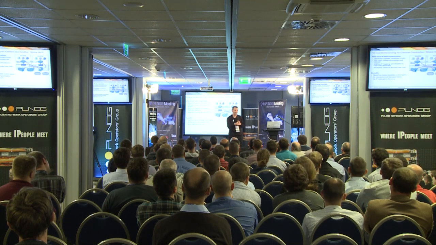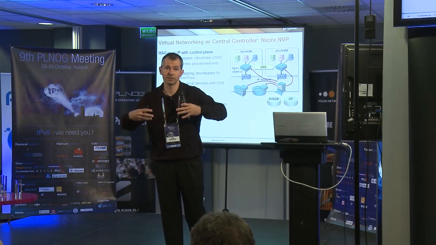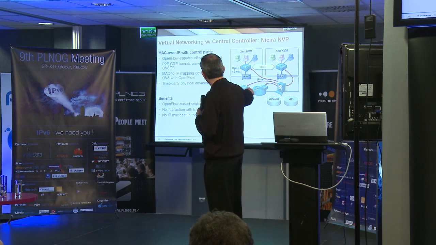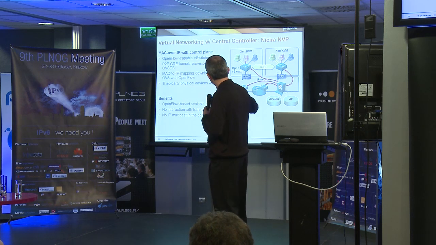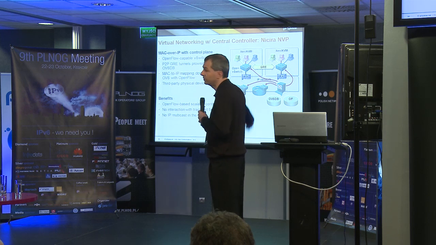How do you know the MAC address of the other host? How do you build that layer 2 network? And this is what Nicira solved with OpenFlow. So they're using OpenFlow to push those entries into individual switches.